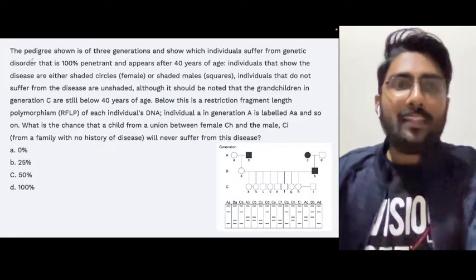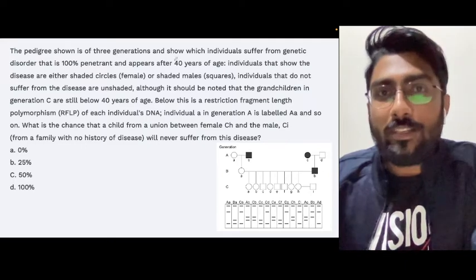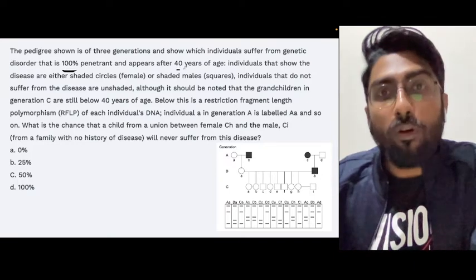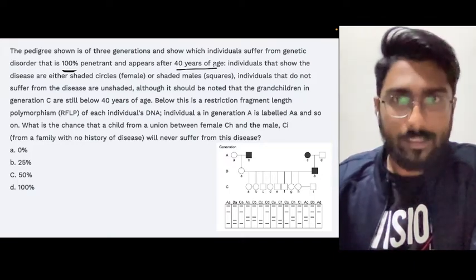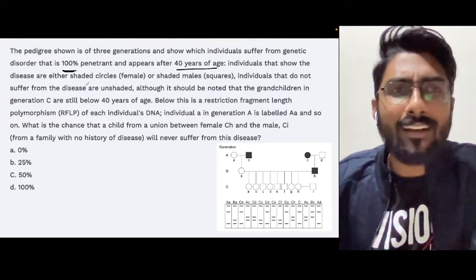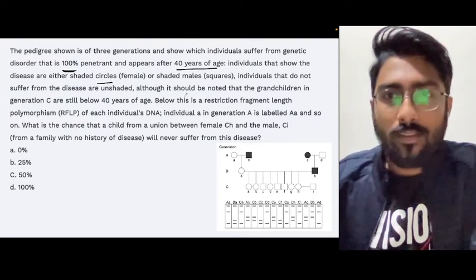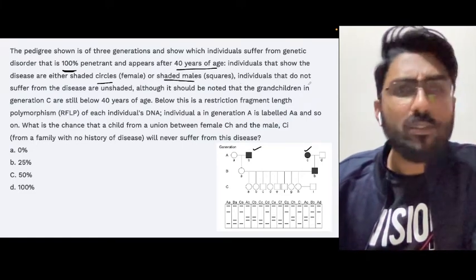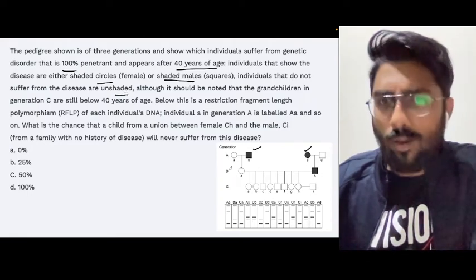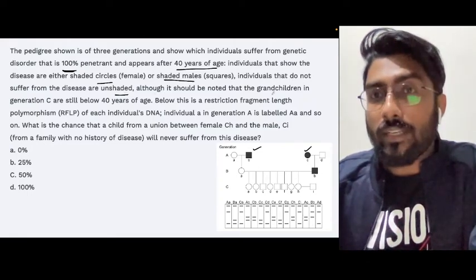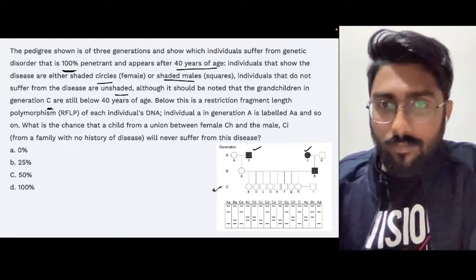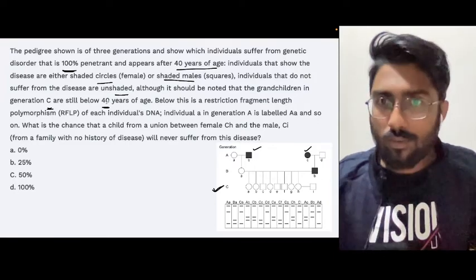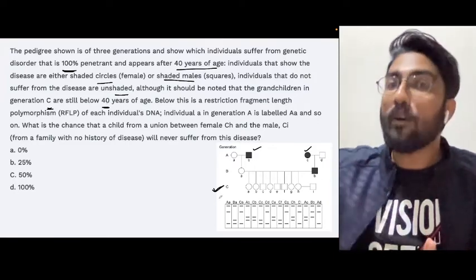Next question. The pedigree shows three generations and which individuals suffer from a genetic disorder that is 100% penetrant and appears after 40 years of age, generally late onset. Individuals that show the disease are either shaded circles, females, or shaded squares, males. Individuals that do not suffer from the disease are unshaded. It should be noted that the grandchildren in generation C are still below 40 years of age, so obviously they will not show the disease. They might have the disease, and will show it after 40 years of age.